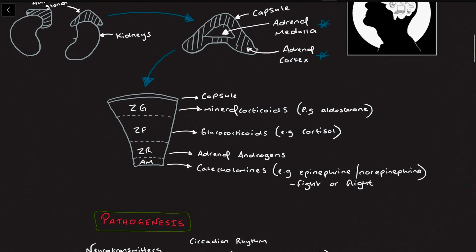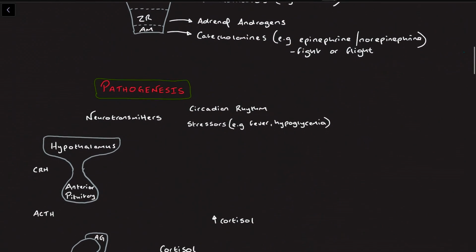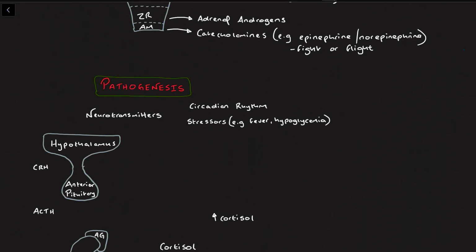Now I'll talk a bit about the pathogenesis of the release of adrenal hormones. So it all begins from the hypothalamus. The hypothalamus is stimulated via neurotransmitters, which could be from stressors or the body's circadian rhythm, which is the normal sleep and wake cycle. The hypothalamus secretes corticotropin releasing hormone, which is passed through the hypophyseal portal system.